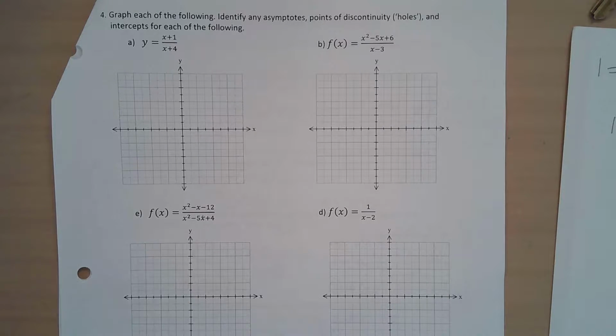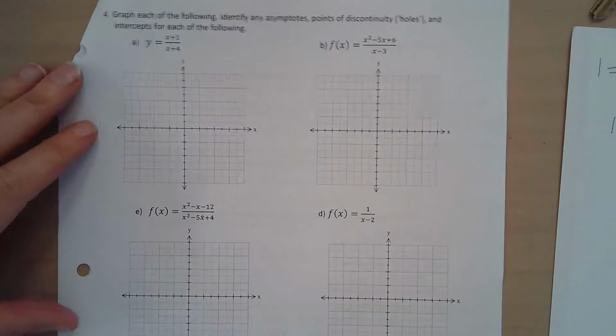So it says graph the following, identify asymptotes, points of discontinuity, and intercepts. Because to me, you need all that info. Not only are you asked for it many times, but you need that info in order to graph properly. So I identify all my asymptotes first because that also gives me guidelines for my graphing.